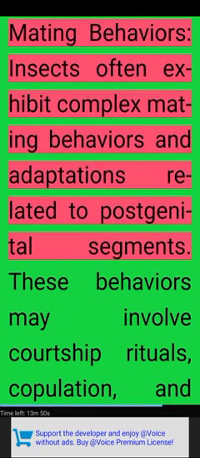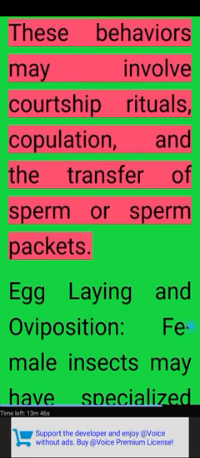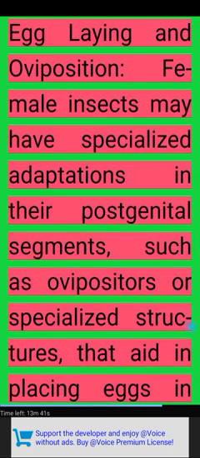Mating behaviors. Insects often exhibit complex mating behaviors and adaptations related to postgenital segments. These behaviors may involve courtship rituals, copulation, and the transfer of sperm or sperm packets. Egg-laying and oviposition. Female insects may have specialized adaptations in their postgenital segments, such as ovipositors or specialized structures, that aid in placing eggs in suitable locations.